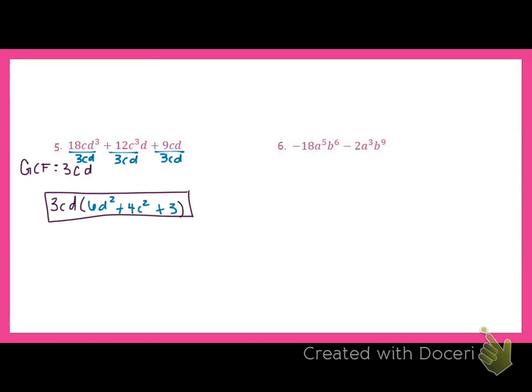Connor, number 6. What is the GCF? Okay, before we do this, we never want our leading coefficient to be negative. So our GCF is going to be negative to pull that out, because a negative times a negative is a positive. So make sure you put the negative there, because our leading coefficient is negative. What goes into 18 and 2, Connor? 2. How many A's? 3. How many B's? 6.